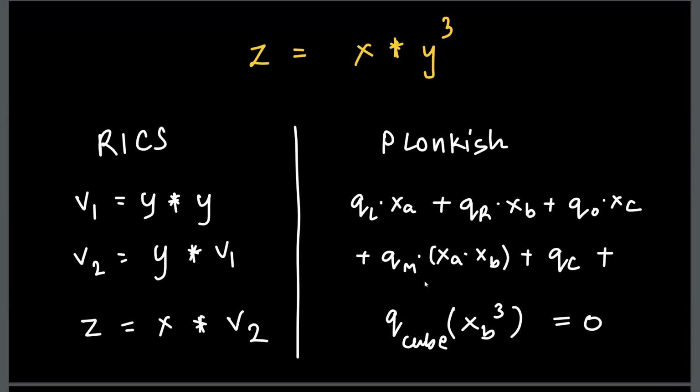But in the case of Plonkish, what we could do is take the bare bones of Plonkish equations, which is this one, the first two lines, and add our own selector, which is q cube, and we can represent this part of y cube as xb cube, and we would be done. So this is the part where Plonkish equations really stand out. You can add your own selector and your own computation, and you can customize the equation just however you want.